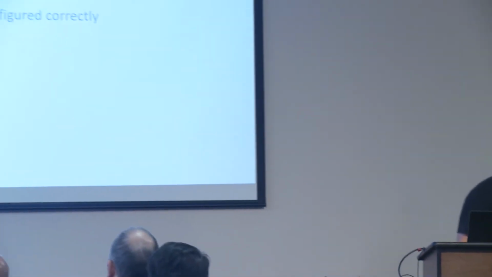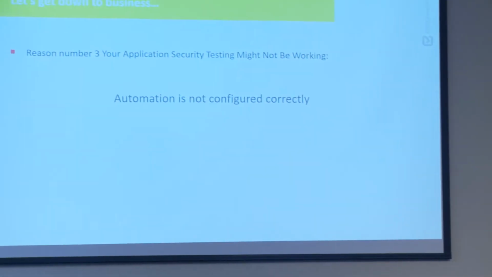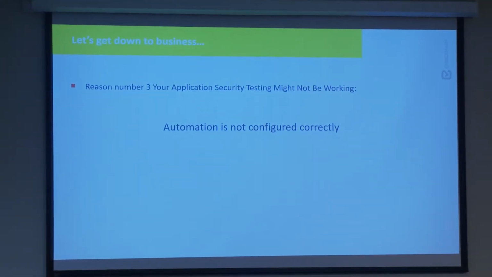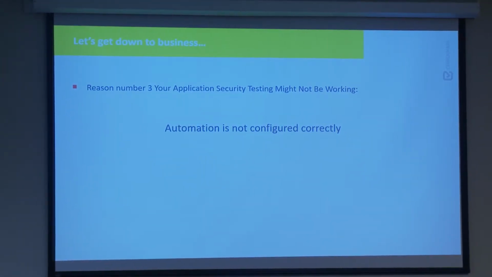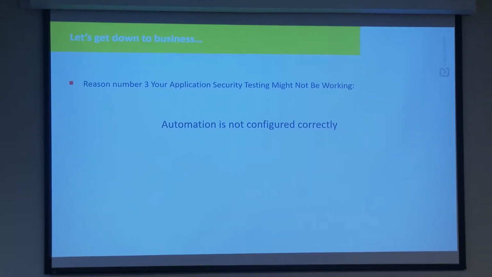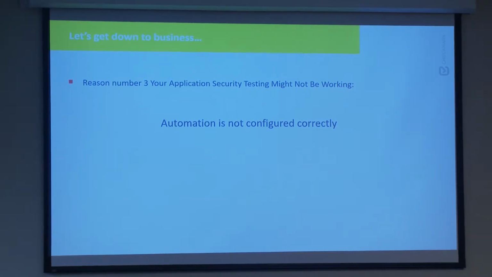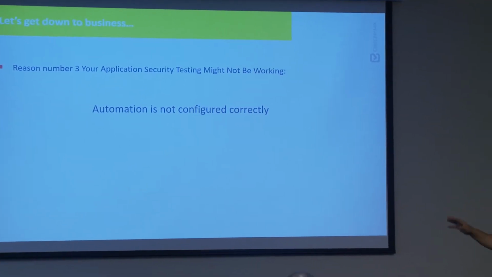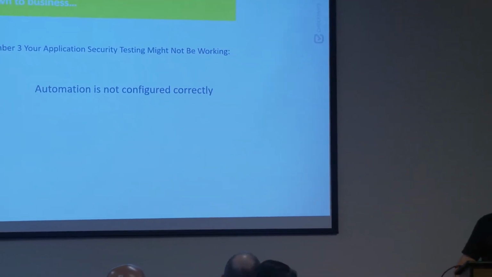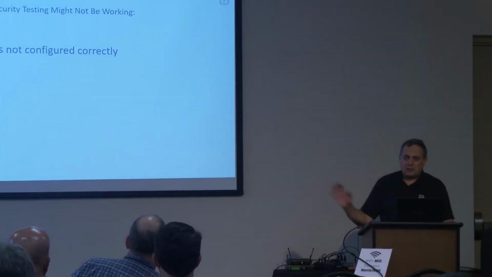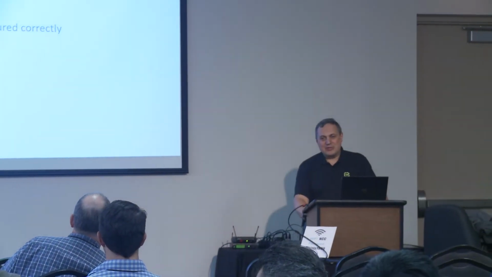All right, reason number 3. Automation is not configured correctly, not done correctly. I'm sure you've heard that automation is key to all this scanning, right? Just like automation did wonders for QA. I remember times when QA used to be a separate team on the floor, in the basement somewhere. We developers didn't talk to QA. We didn't talk to anybody, really.